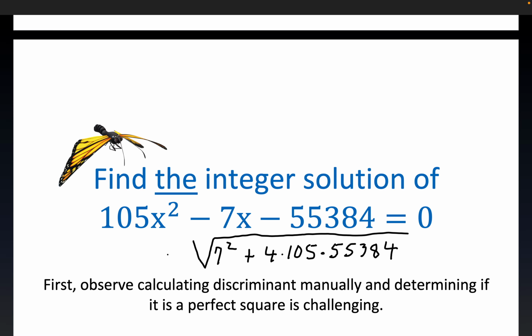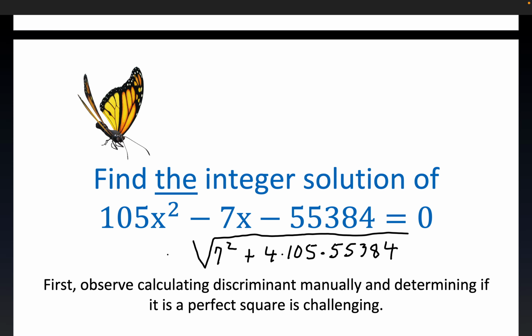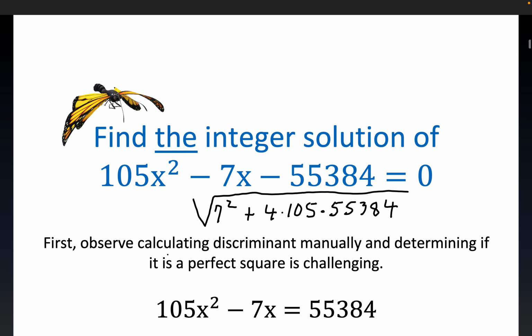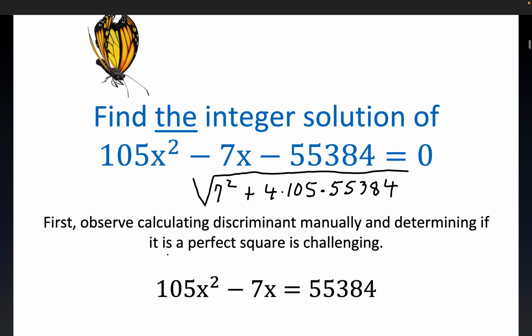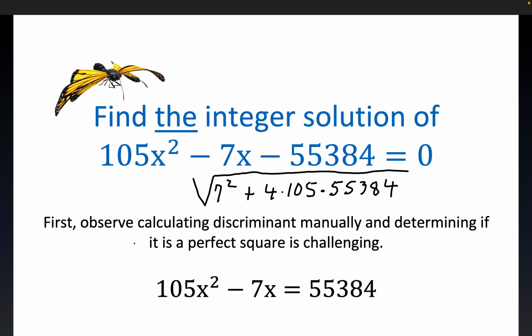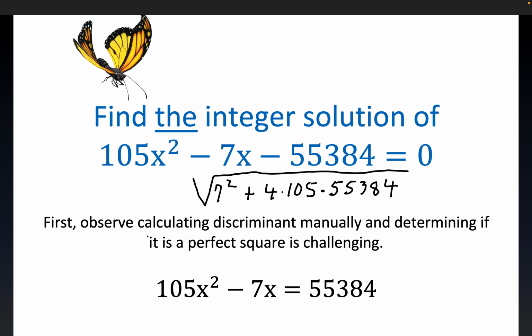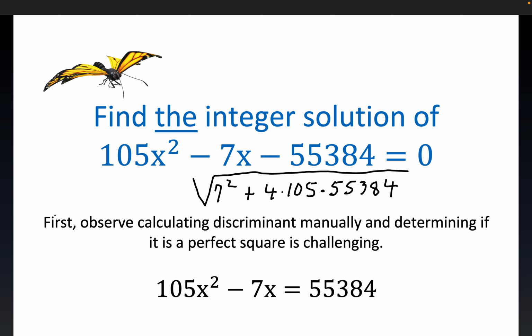I want to show you another approach here that I sort of discovered on my own. I'm sure it's been around, but it's just something I noticed on my own, so I wanted to share it with you. We can rewrite this just by bringing the 5534 over. Something else that's useful here is to consider the prime factorization of the constant term.